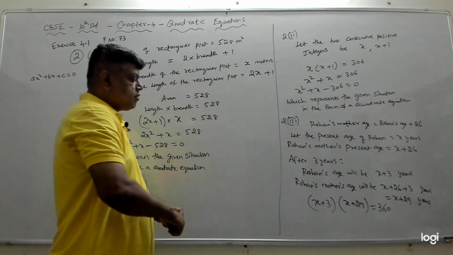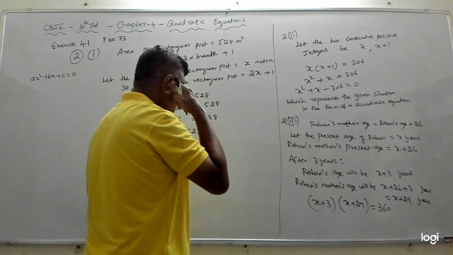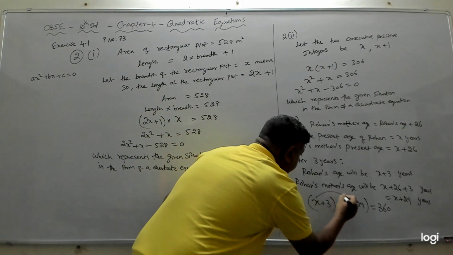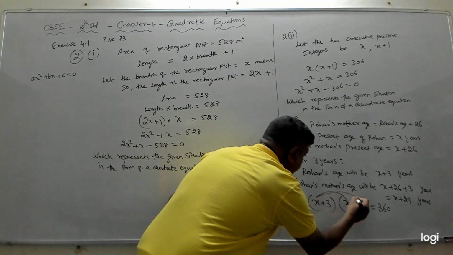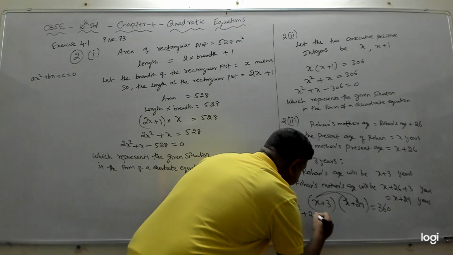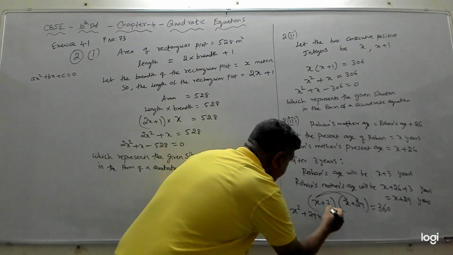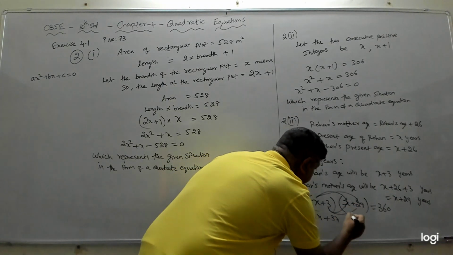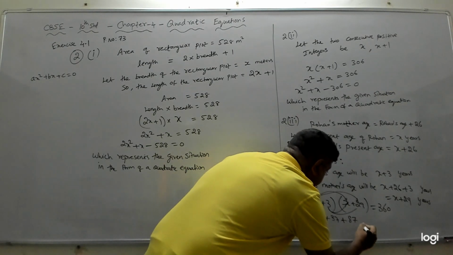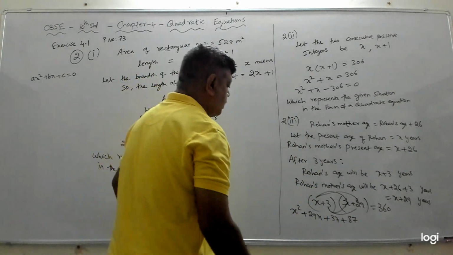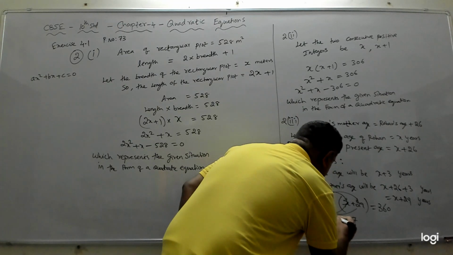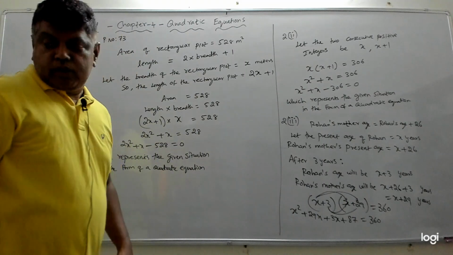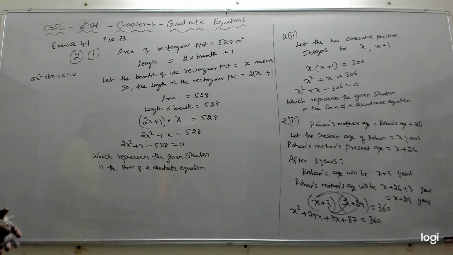Now if you simplify this, we need to multiply them. If you multiply, what do you get? x into x is x square. Then x into 29 is 29x. Then 3 into x is plus 3x. Then 3 into 29 is 87. And that is equal to 360.